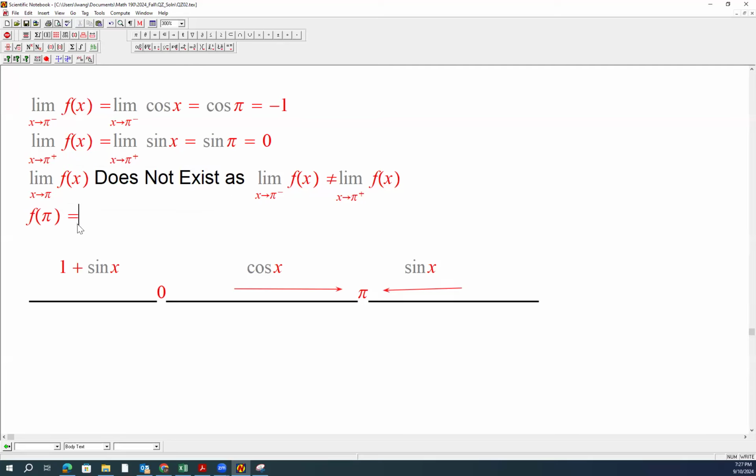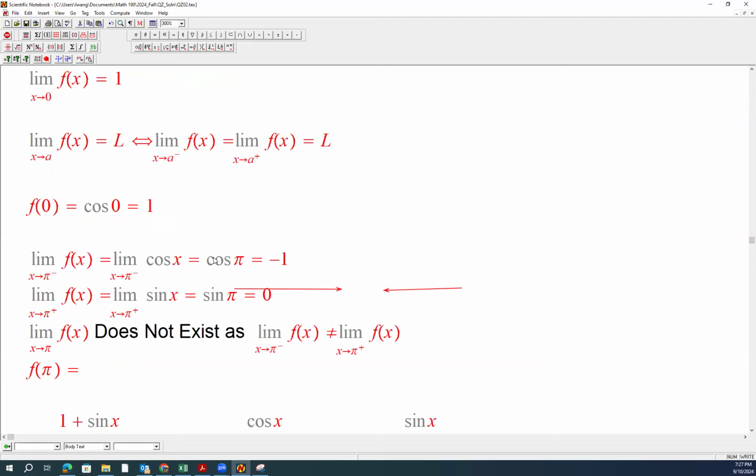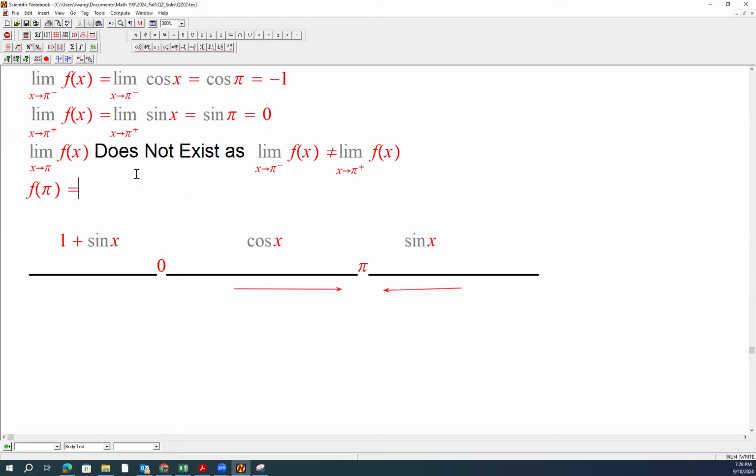What is the function's value at pi? You can always go back to the original function when f is defined at pi and the rule is a cosine. So f of pi is cosine pi, which equals -1.